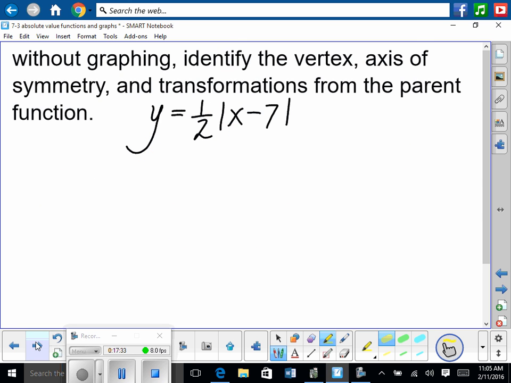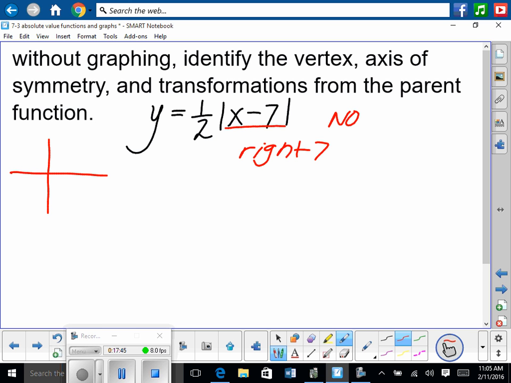So on this one, here we go, last one, then I'm going to let you finish up the front page. Is there a shift left and right? It's right 7, right? And there's no shift up and down. So think about how that would look on an XY chart. Wouldn't that be going this way 7? So that'd be 7, 0, right? So 7, 0 is my vertex.